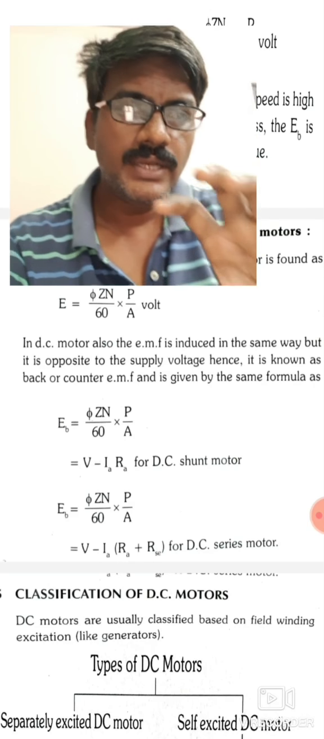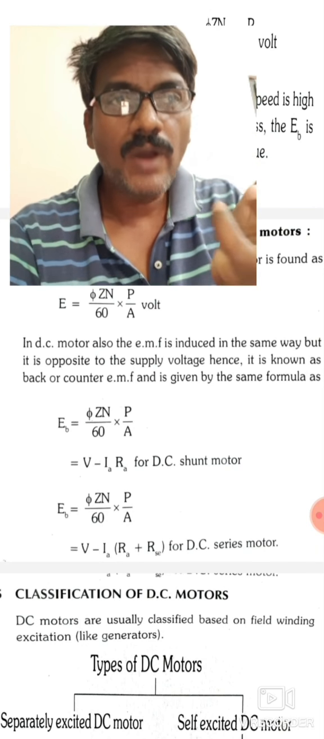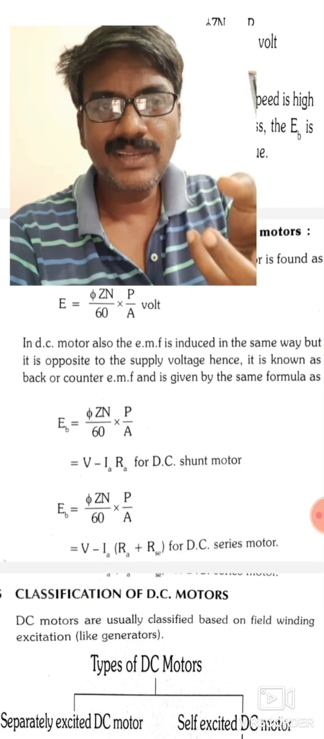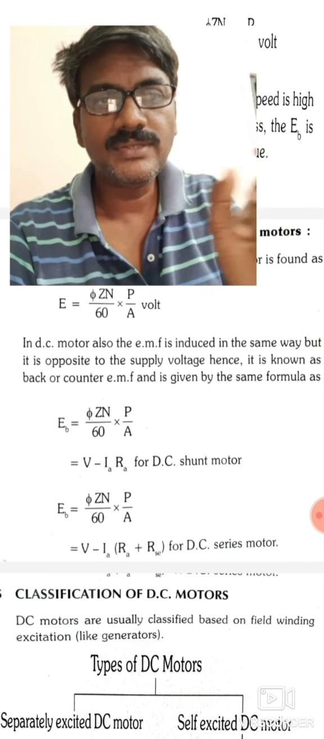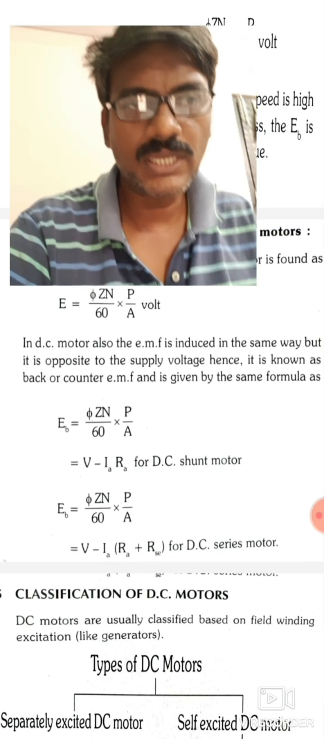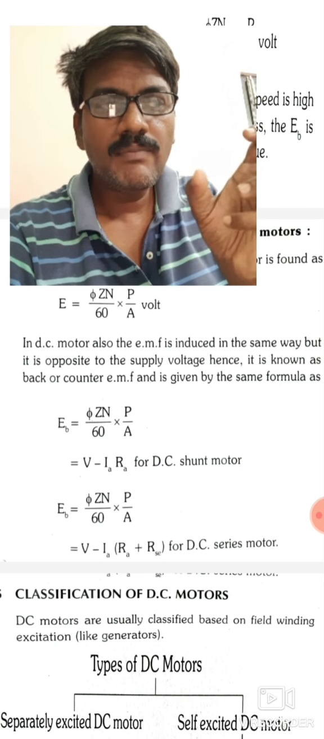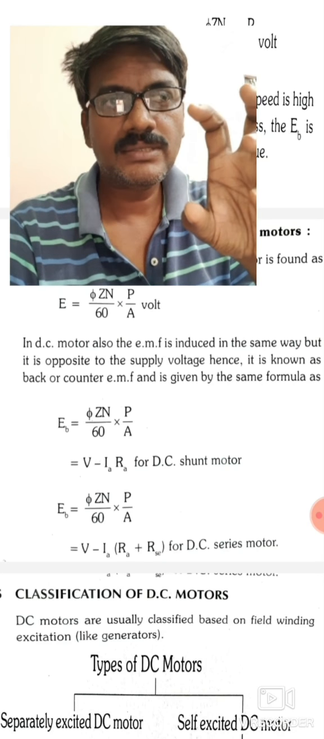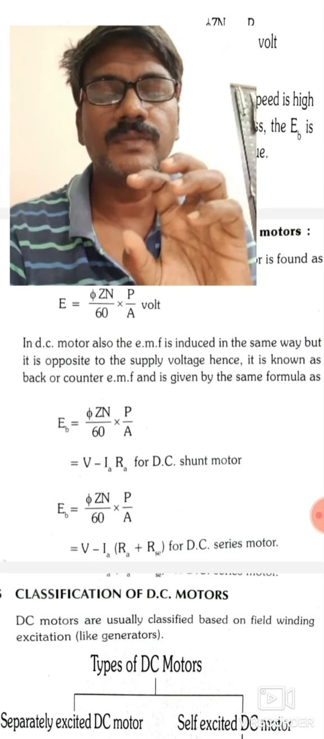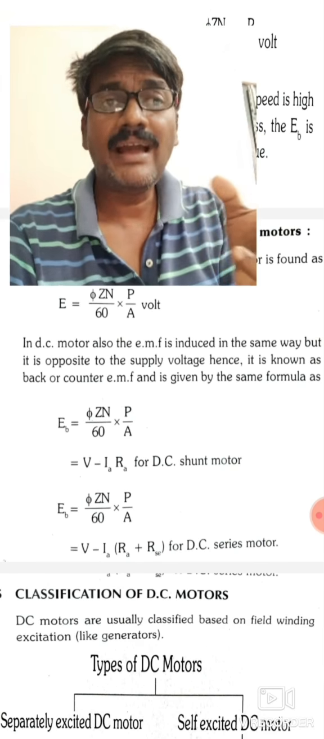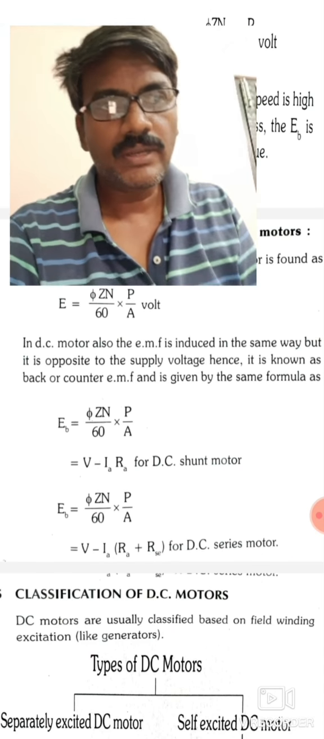When the motor is running, back EMF is developed. That back EMF opposes the supply voltage, so the current is V minus Eb by Ra. So the net voltage decreases. Simply, when back EMF is 0, current increases. When back EMF increases, current decreases to the required level. Otherwise, we get a very high current. Simply, it acts as a governor.